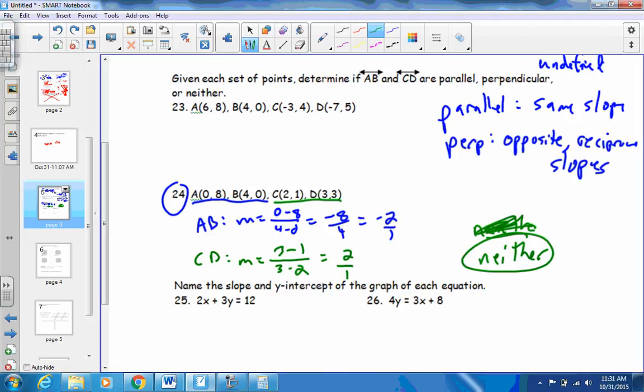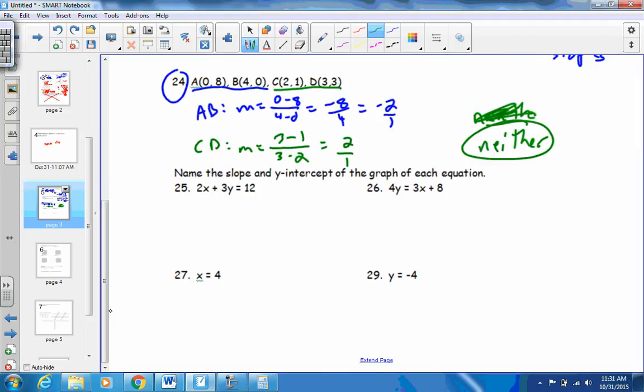All right, let's go on to the next section. Name the slope and the y-intercept of the graph of each equation. So sometimes maybe it just helps you to actually graph them. But if you get it into slope-intercept form, you should be able to find both the slope and the y-intercept, no problem. So with those first two, we just have to solve for y.